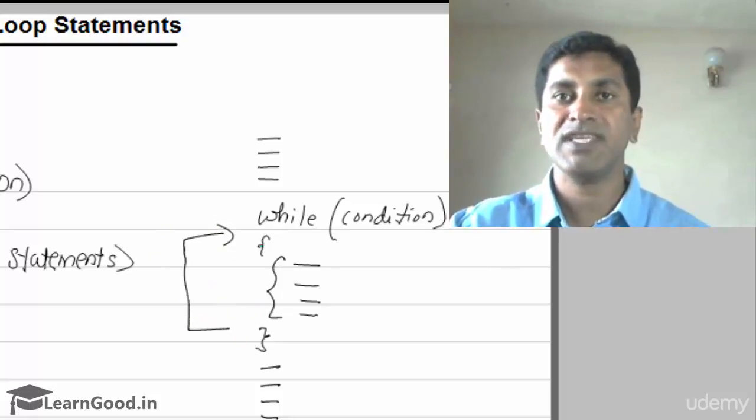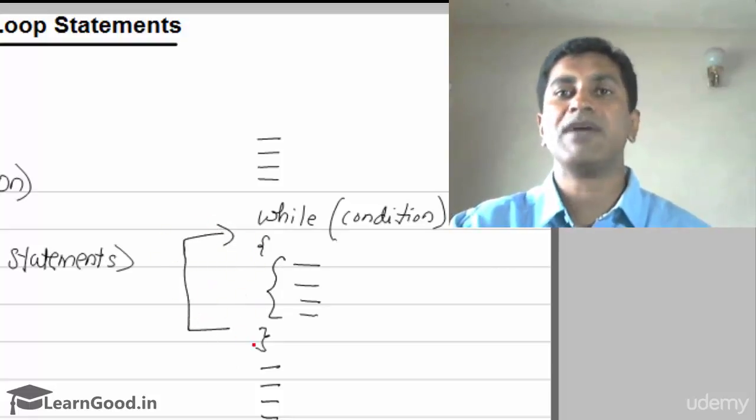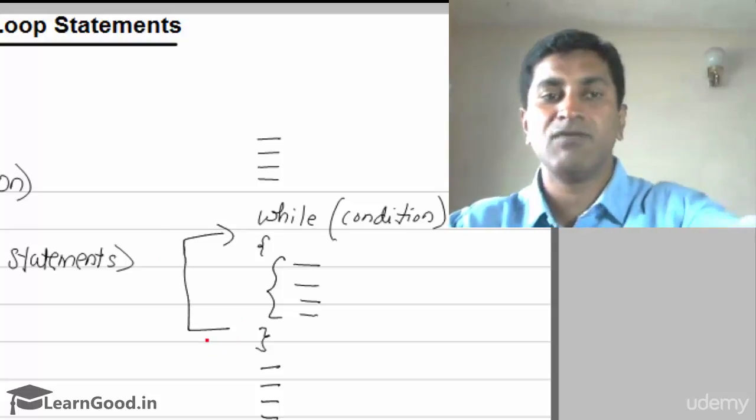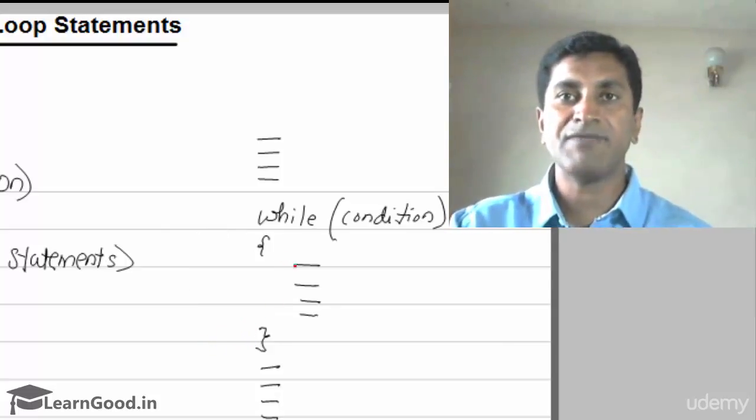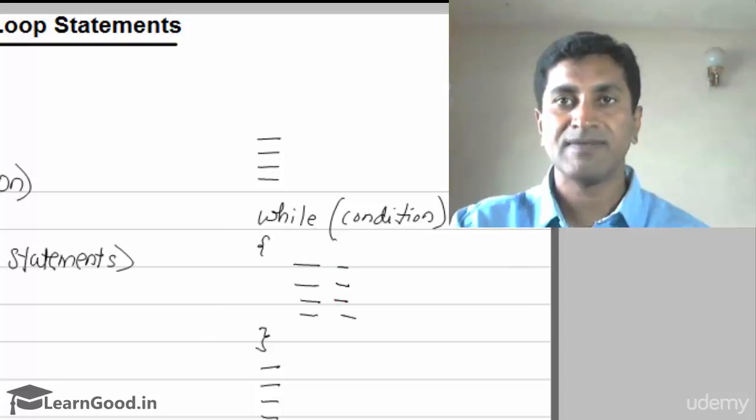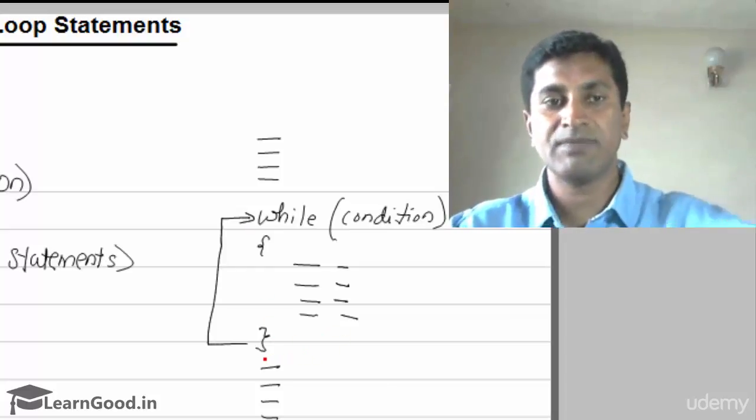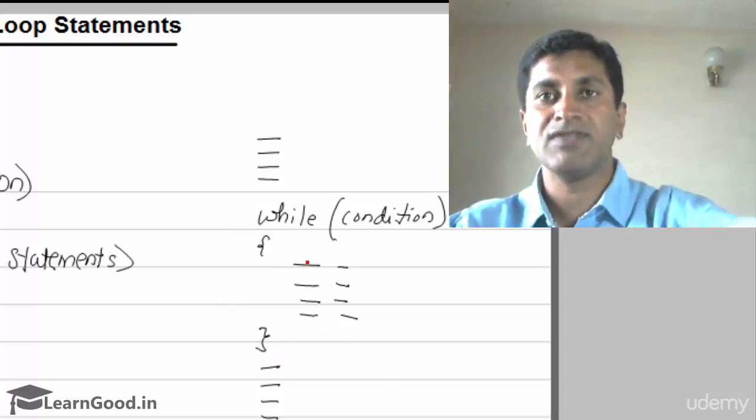Now I'm not using a goto in the backward direction. The while statement itself will make it a loop statement. That is, after executing this set of statements, when it comes to the close brace, again it will go back to this while on its own. There is no need of a goto statement here. We'll just analyze how this works.